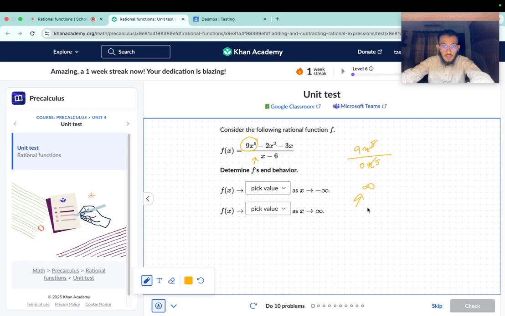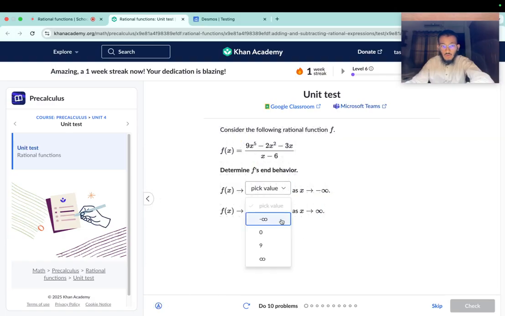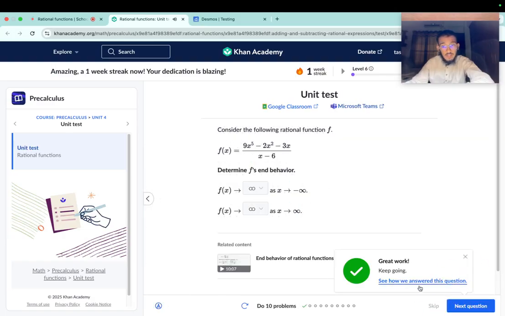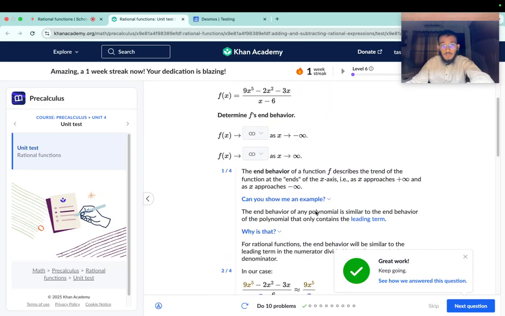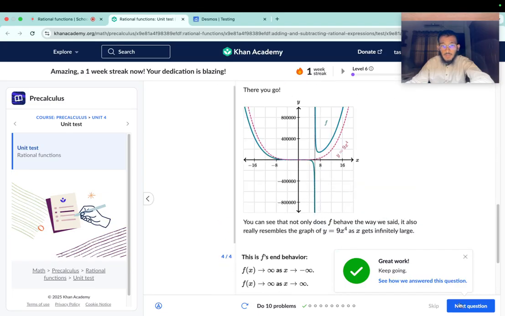Okay, so as x tends to negative infinity and positive infinity, the function should also tend to infinity. That's the answer. So there we go. This is how it is.